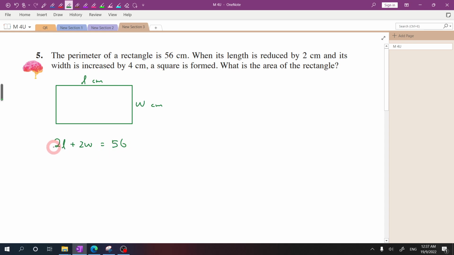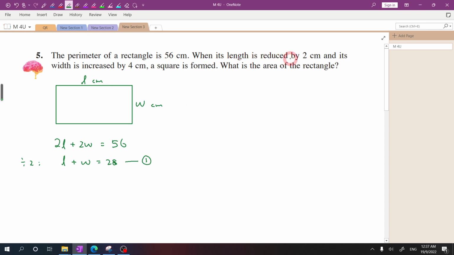Since here all can be divided by 2, I will divide the whole equation by 2 so that the number becomes smaller, easier for us to solve. Divided by 2, divided by 2, divided by 2. Every single term do the same thing. Okay, let this one be the first equation.